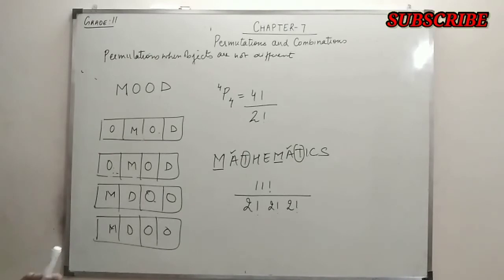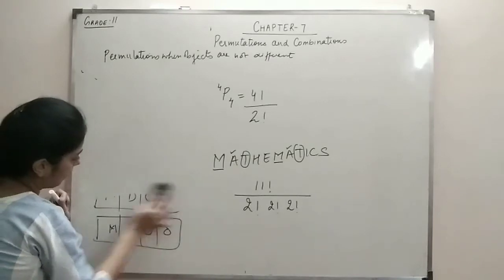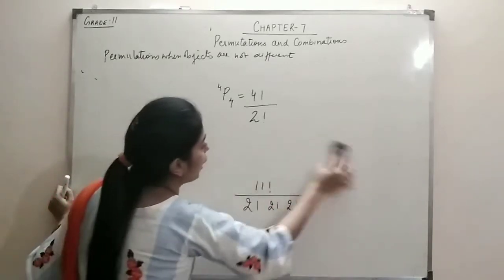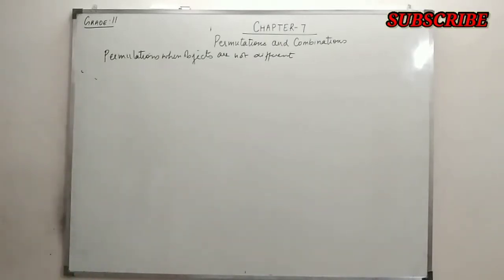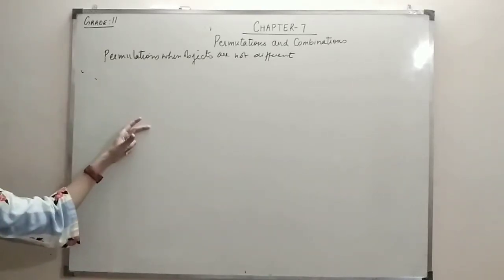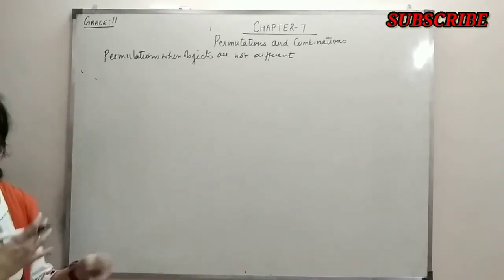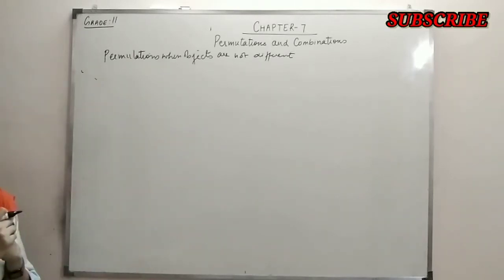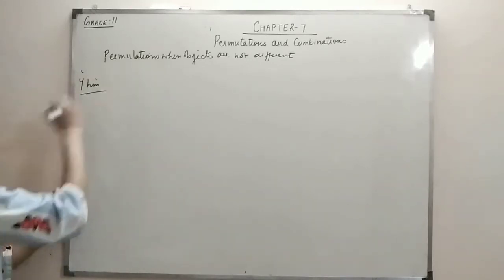Now what is the theorem behind this? I hope the examples are clear to you, why we are dividing: just to balance the permutation, because the doubling is there. So the number of permutations of n objects, where P1 objects are of the same kind, P2 objects are of the same kind, P3 objects are of the same kind, and so on. What is the theorem? Write it down.